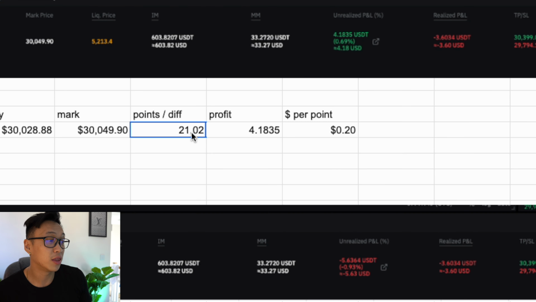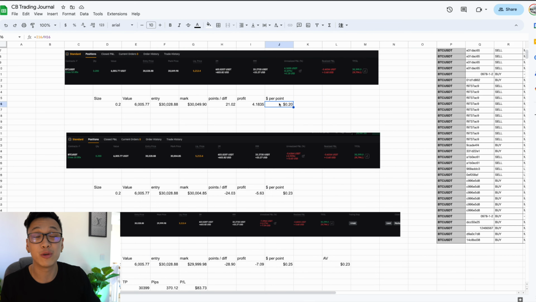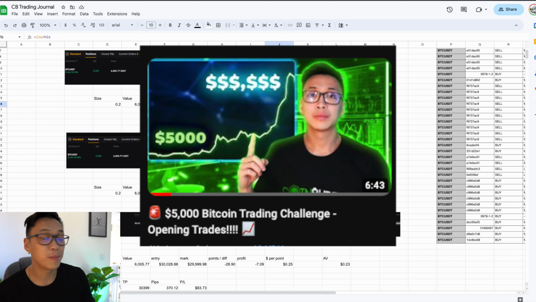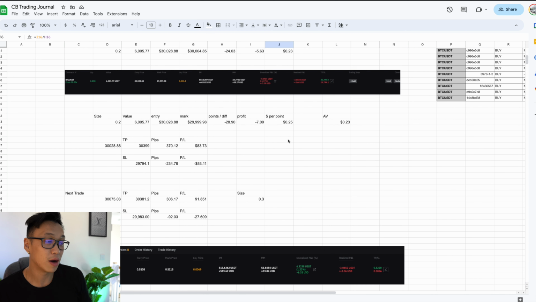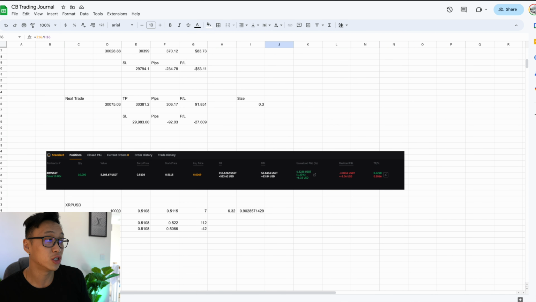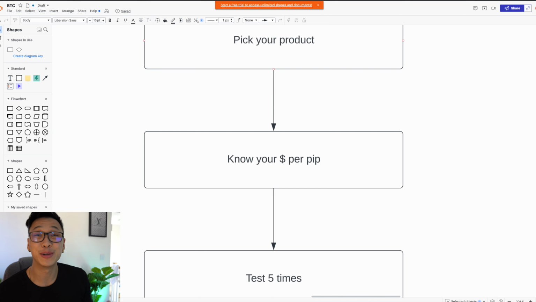From that, you divide the point difference by the profit, and you're able to find out your dollar per point. Now I've got a full video on this, so if you want to go check that out, that will be here. Go check that video out, and it breaks that down in a little bit more detail. But you really need to know how much your dollar per point is, because otherwise you will not know how much you're risking and how much you're making, and that's the whole point of this, right? And you need risk management.